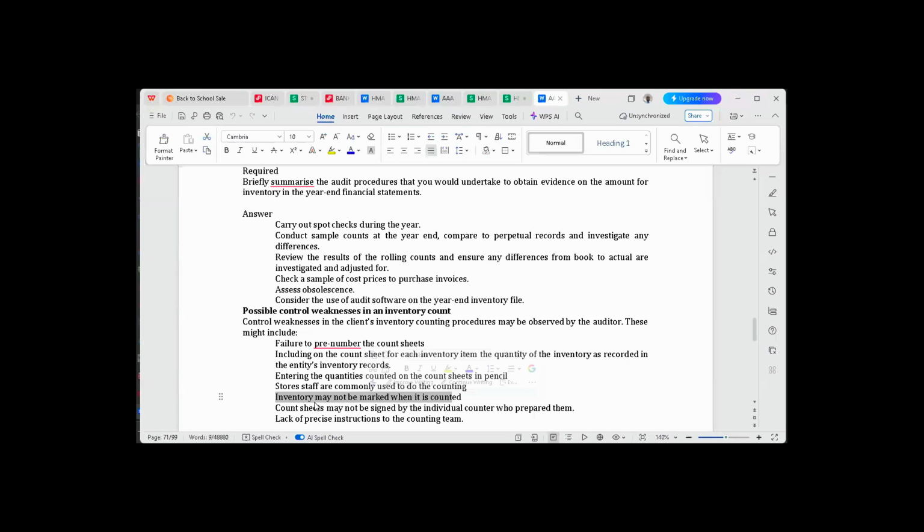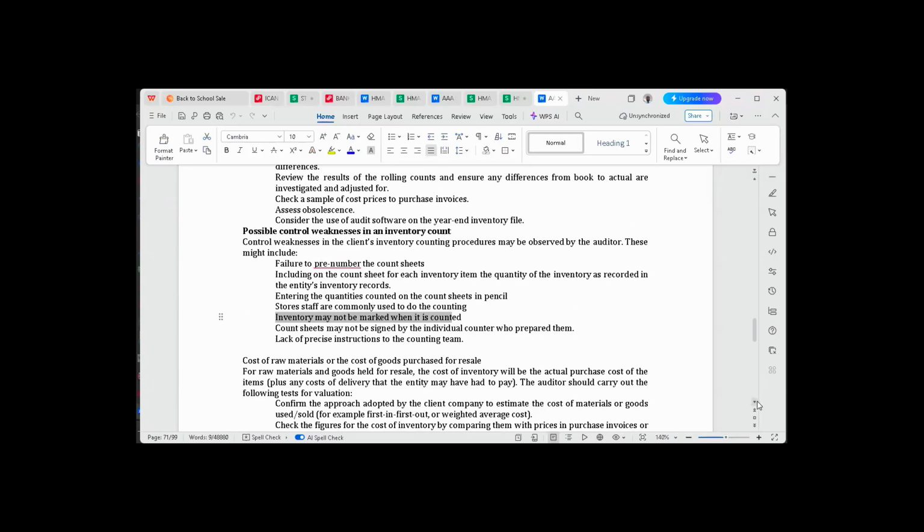Then you need to also ensure that all the personnel that are involved in the count have been properly briefed on how they go about the count, so that you are not counting haphazardly. You are well informed on how you go about the count, okay? So these are the measures that need to be put in place to guard against any weakness in the inventory count, okay?